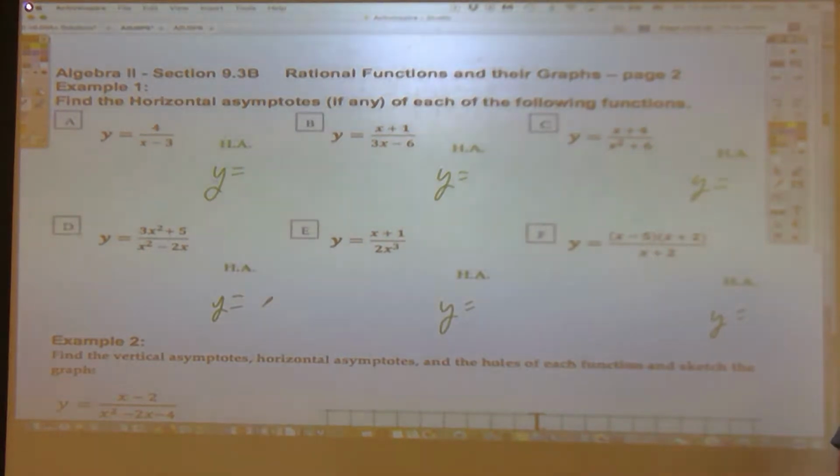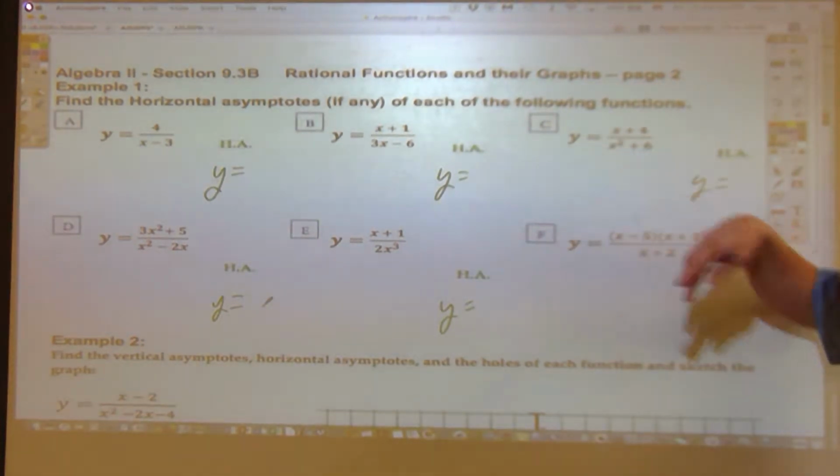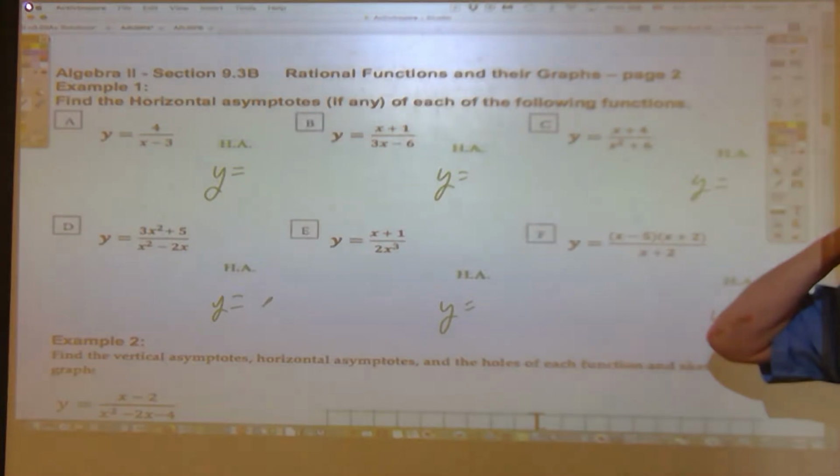A, B, C, D, E, or F, if any. A, C, do we have any bottom heavy? A, C, and E. What did you say? A, C? All right, raise your hand if you think you know a complete list of functions that are bottom heavy, where the degree of the denominator is greater than the degree of the numerator. Which ones are they? Owen, go ahead.